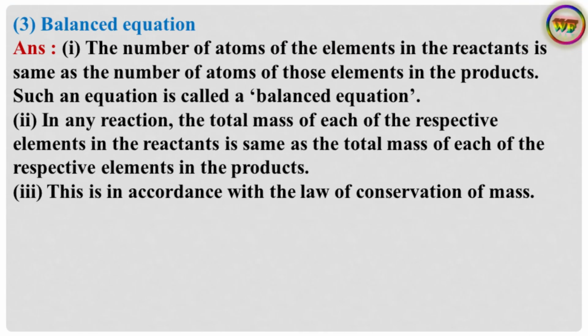Sub-question 3. Balanced equation. Answer. Point 1. The number of atoms of the elements in the reactants is the same as the number of atoms of those elements in the products. Such an equation is called a balanced equation. Point 2. In any reaction, the total mass of each of the respective elements in the reactants is the same as the total mass of each of the respective elements in the products. Point 3. This is in accordance with the law of conservation of mass. Point 4 is given directly.